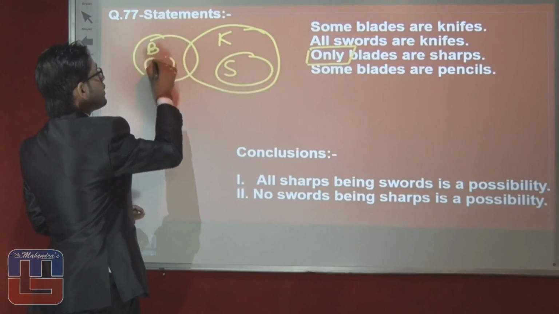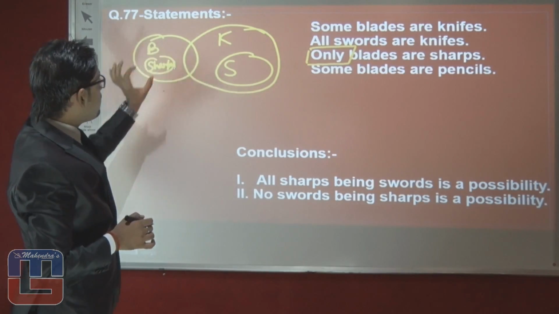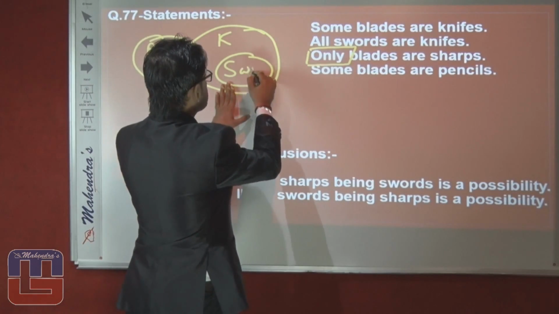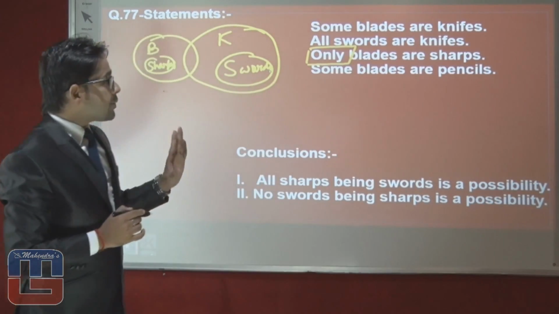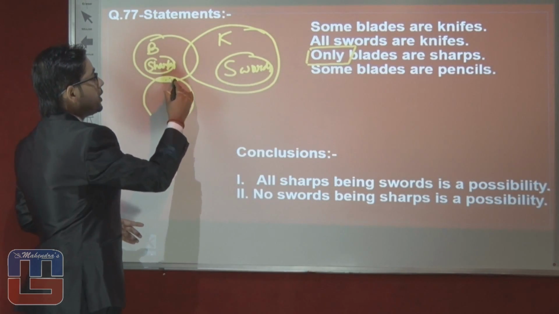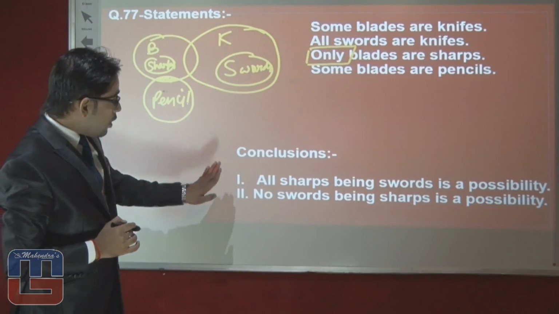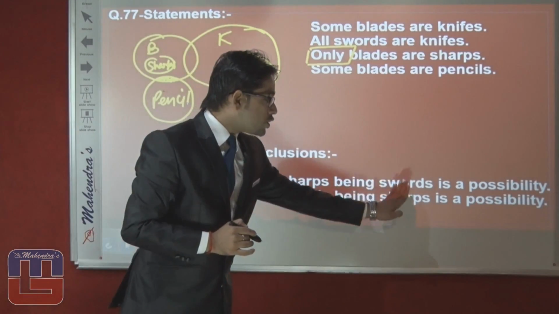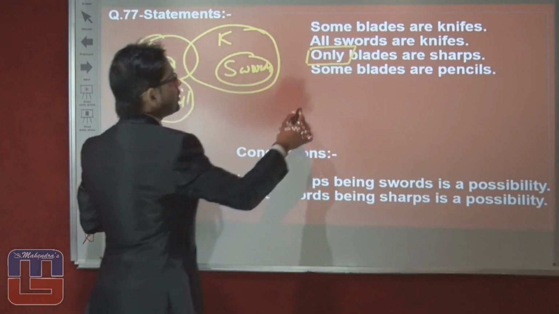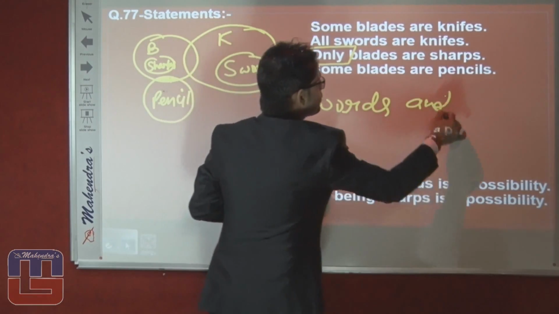So sharp should become inside the blades, and we have to write down the name of this word, that is swords. S-W-O-R-D-S. Next statement is saying some blades are pencil. We have to carry on only some parts of blade which is related to pencil. Examiner wants to know all sharps being swords is a possibility. With the help of a statement you can decide there is no relation between sword and sharp.